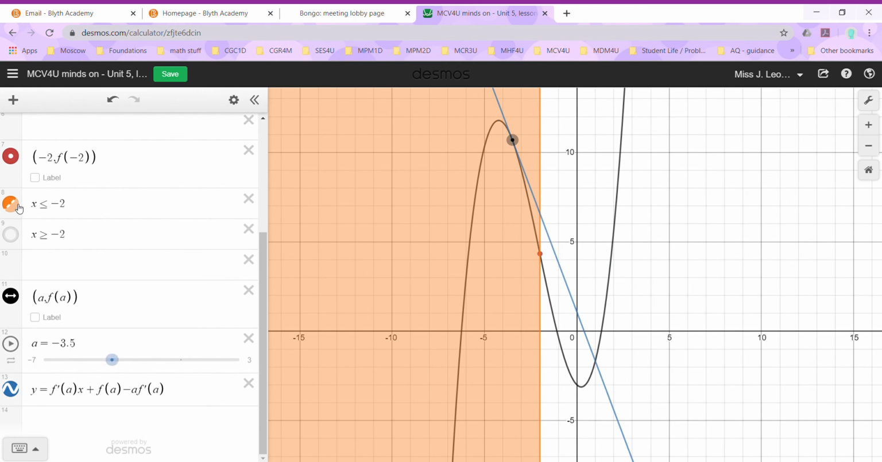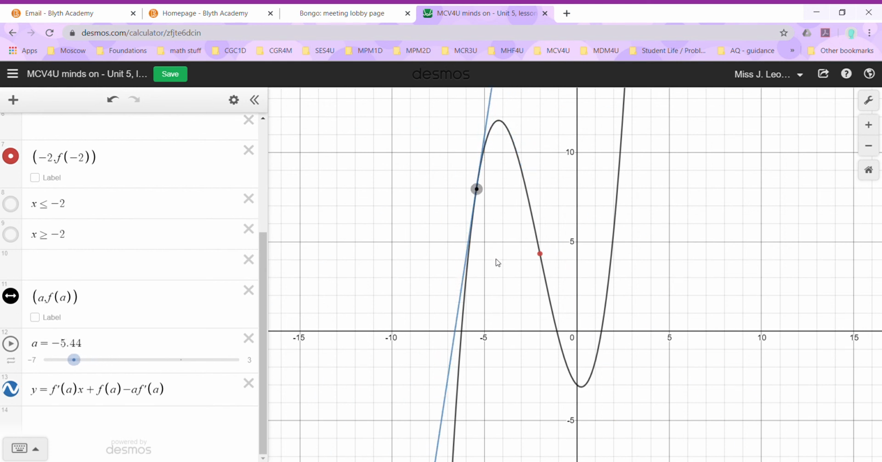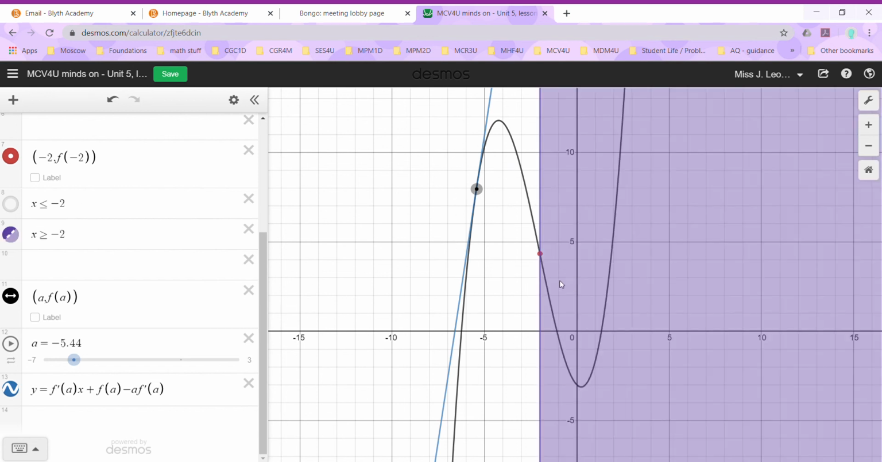The other thing we can see is that this section of the curve to the left of this red point resembles a frown, right? It's opening down, whereas the right-hand side looks more like a smile. This part is opening up.